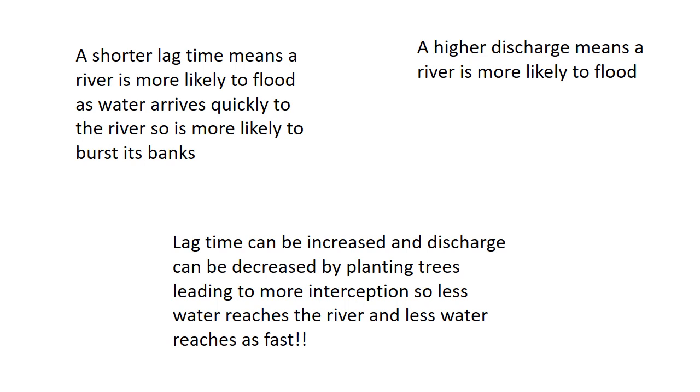Lag time can be increased and discharge can be decreased if you plant trees. That will intercept more rainfall. Water would also take longer to reach the surface because it will be blocked and held by the trees. And as a result, the soil is less likely to saturate. As a result of that, the river is less likely to flood because water reaches the river slower, and also simply the amount of water to reach the river is decreased.